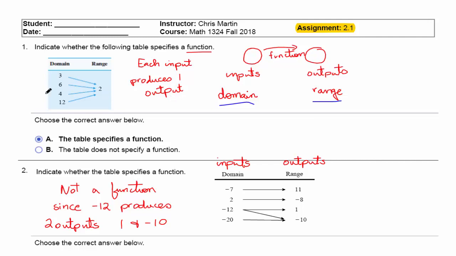So they give us a graph here, a table. And what I'm seeing is 3 produces an output of 2. 6 produces an output of 2, so does 4, and so does 12. So you just ask yourself, does each input only produce one thing? And the answer is yes. Therefore, this is a function.